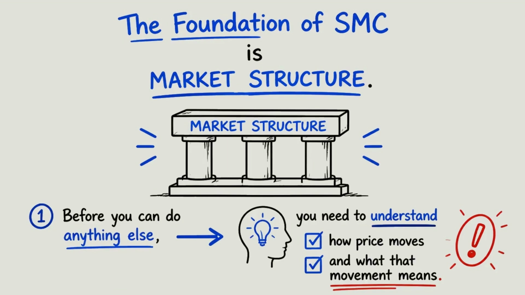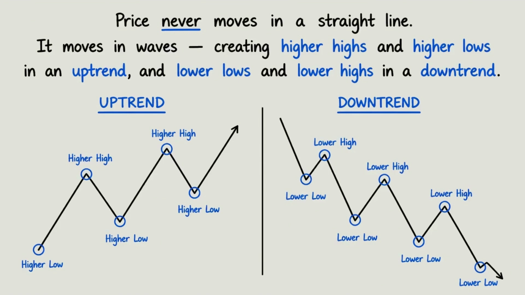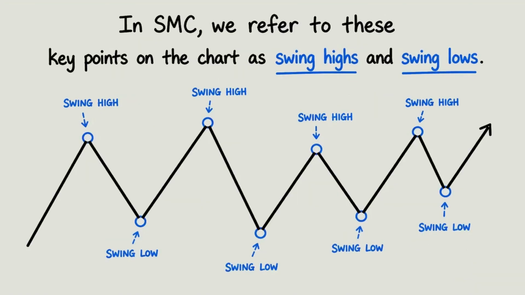The foundation of SMC is market structure. Before you can do anything else, you need to understand how price moves and what that movement means. Price never moves in a straight line. It moves in waves, creating higher highs and higher lows in an uptrend, and lower lows and lower highs in a downtrend. In SMC, we refer to these key points on the chart as swing highs and swing lows.